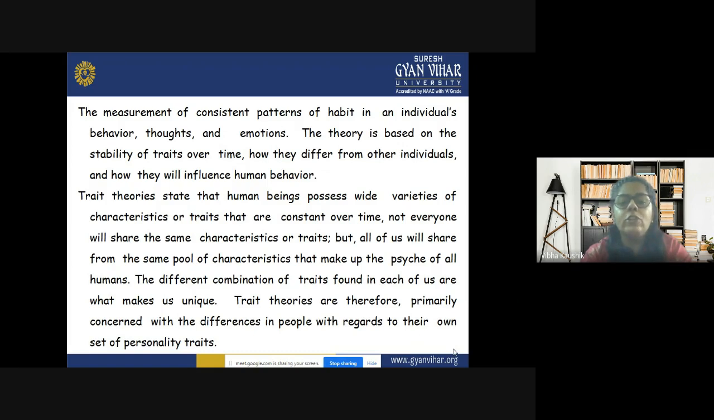The different combination of traits found in each of us is what makes us unique. One individual has a different combination of traits and another individual has a different combination of traits, and these different combinations make each individual unique and specific. Trait theories are therefore primarily concerned with the differences in people with regard to their own set of personality traits.